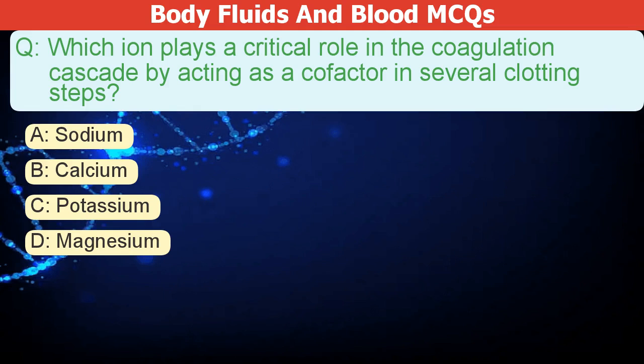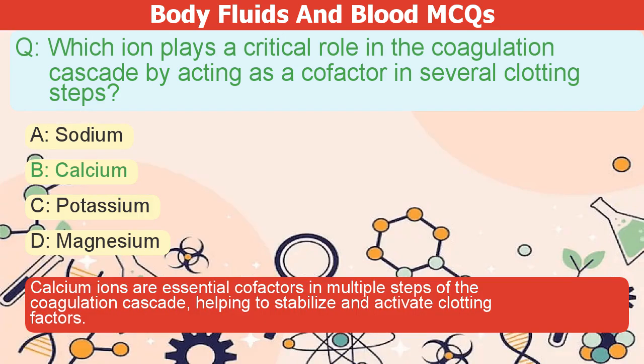Which ion plays a critical role in the coagulation cascade by acting as a cofactor in several clotting steps? A. Sodium. B. Calcium. C. Potassium. D. Magnesium. The correct answer is B. Calcium ions are essential cofactors in multiple steps of the coagulation cascade, helping to stabilize and activate clotting factors.